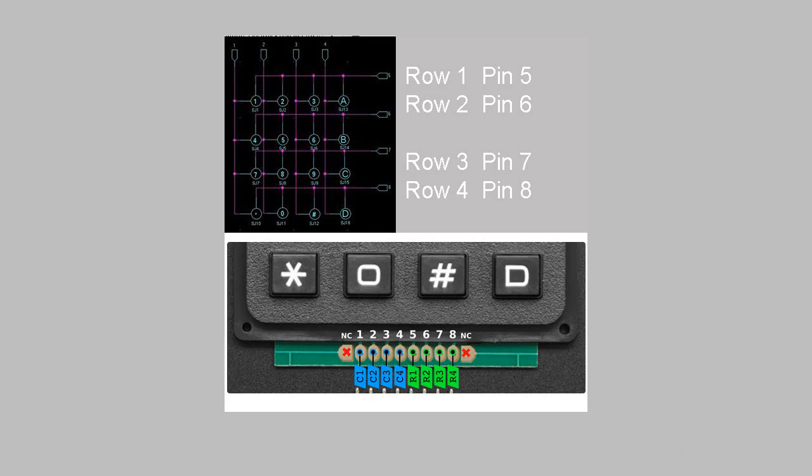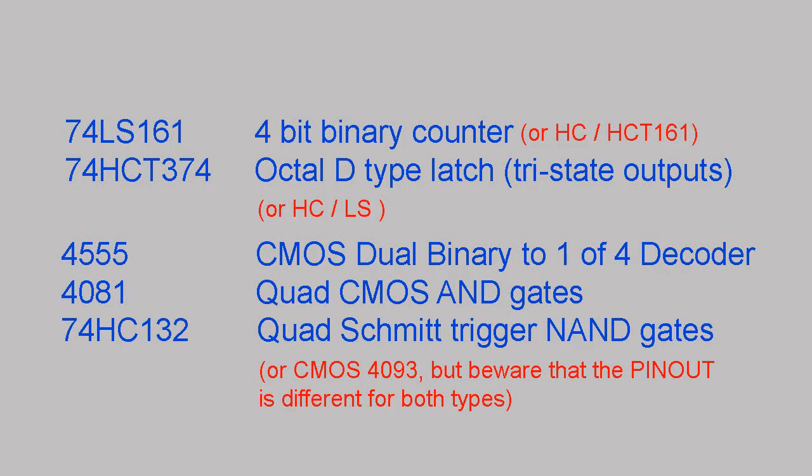Please note the circuit assumes that the keypad has the standard connections on its interface tracks, i.e. 4 columns, then 4 rows. Quick few words about the IC types being used. As per usual, I use what I happen to have available to hand in my circuit. The HCT374 will almost certainly work with any 374 variant. The same applies to the LS161 counter. I successfully used the CMOS 4093 instead of an HC132 quad Schmitt trigger NAND in an earlier version, but take note that the pinout of the two packs is different.